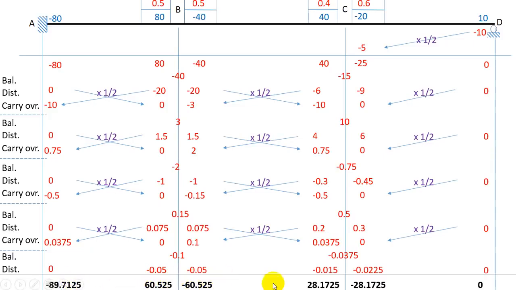60.525, minus 60.525, plus 28.1725, minus 28.1725, and 0 here. So these are my final moments. You can check these with the Kani's method problem that I've done for the same type of problem. It is a type 2 problem, and the link would be given in the description.